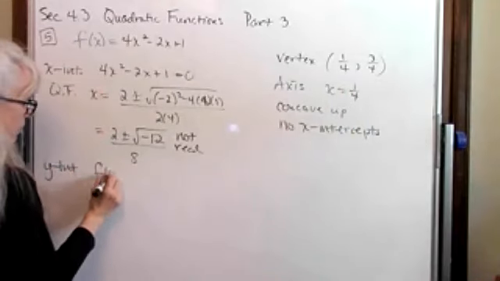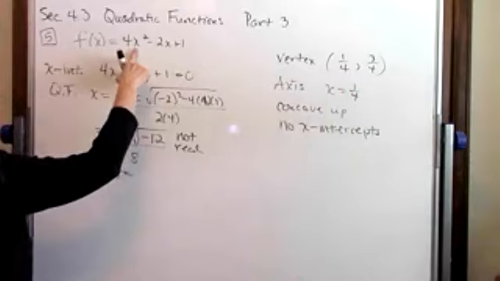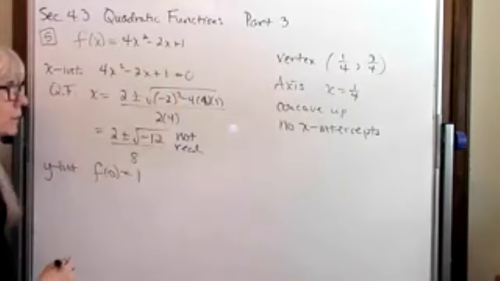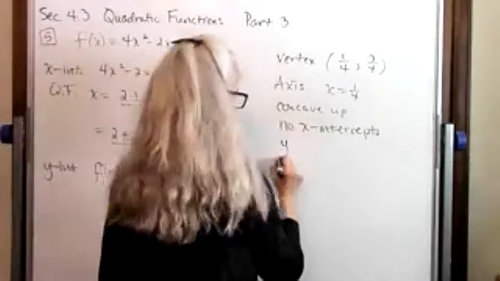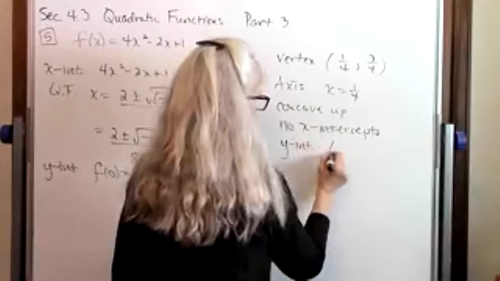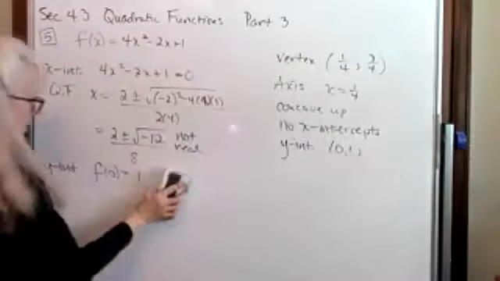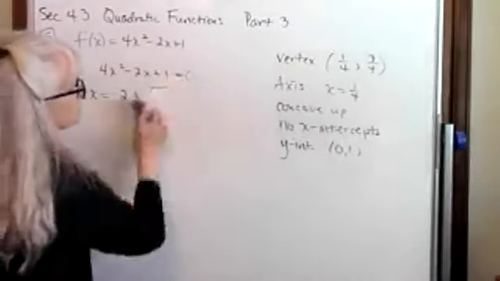The y-intercept is really easy. We're just going to find f of 0. So if this is 0 and this is 0, the first two terms are 0, and you end up at 1. So the y-intercept is at 1.